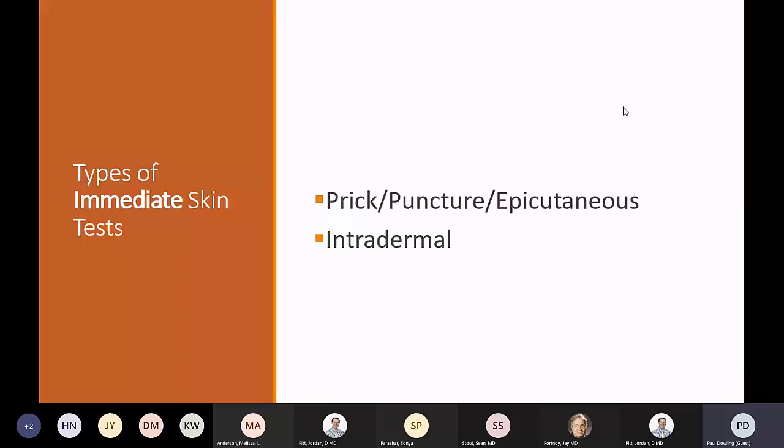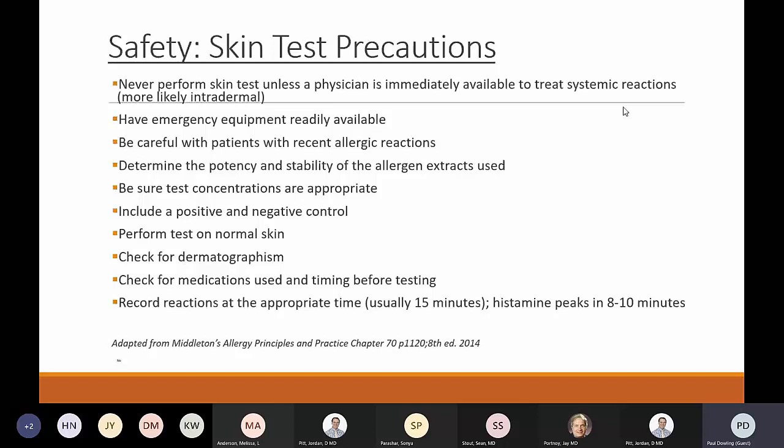So let's talk about safety in skin test precautions. So we think of this as a relatively benign procedure. However, there can be unexpected episodes, especially if you are doing intradermal skin testing. You have a higher risk of inducing anaphylaxis if someone is really allergic to that allergen. And I've had patients who have been prick skin tested and have had anaphylaxis. Luckily, there's only been a couple times in my career that that happened, but it can happen.